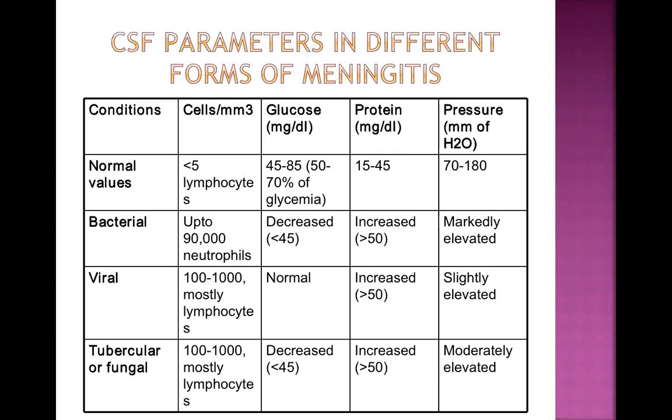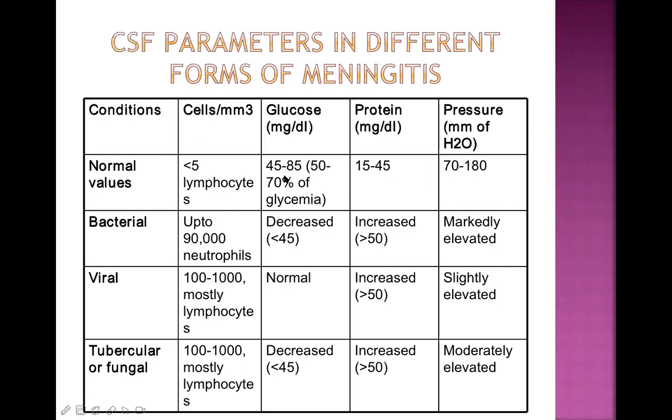Now, what I would like to highlight here is what are the CSF parameters or findings in different forms of meningitis. Okay, look at this slide very carefully. Now see here, these are the normal values of CSF. Even in normal people, these are present. So the number of cells present in the normal CSF is less than 5, and they are all lymphocytes. All lymphocytes. There should not be even one neutrophil present in the CSF.